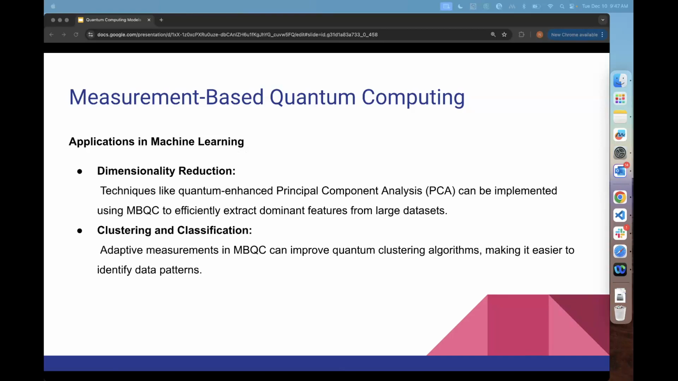So to make sense of these large data sets, we can leverage PCA with quantum mechanics to extract the most dominant features. There is a version of PCA which uses measurement-based quantum computing, which is a quantum enhanced version of PCA, where quantum operations can speed up the computation of the eigenvalues and eigenvectors that are the end product of applying PCA.